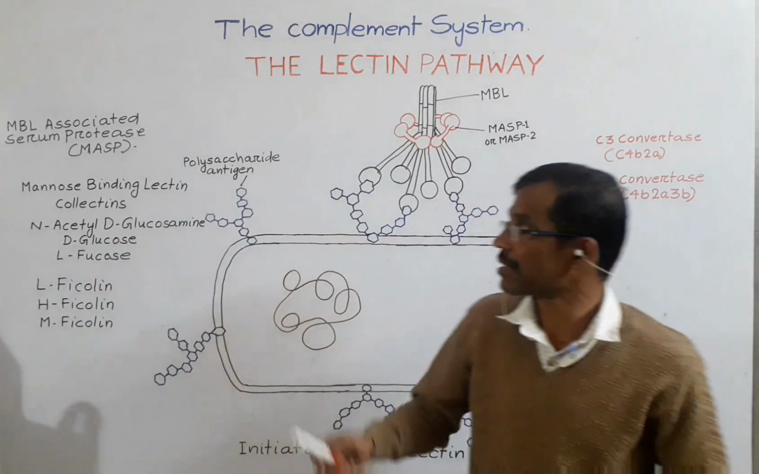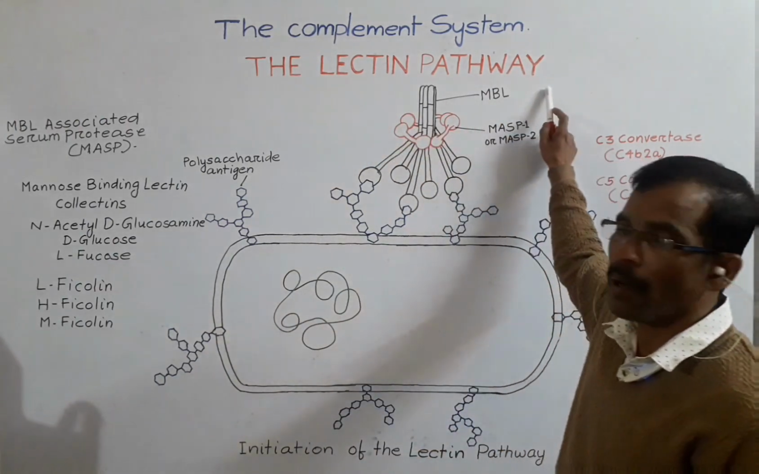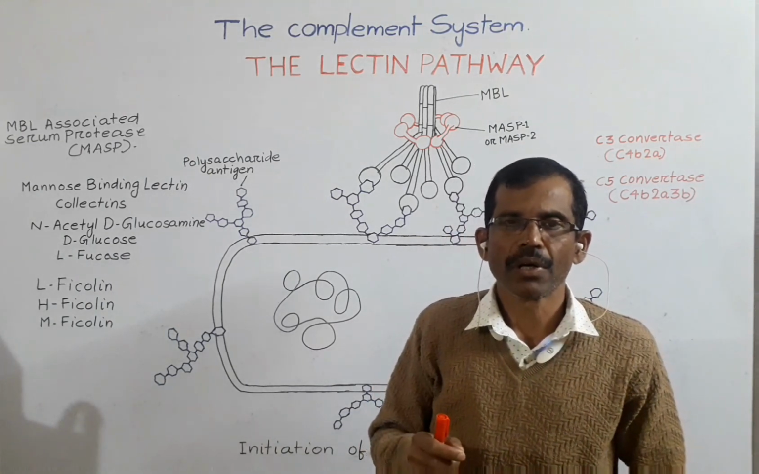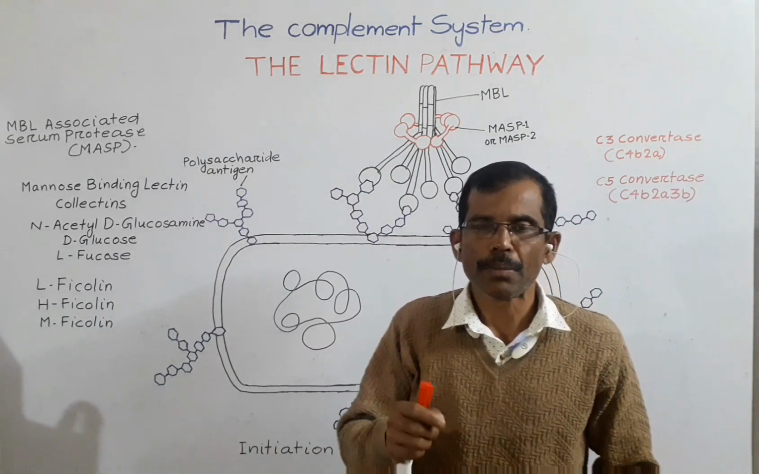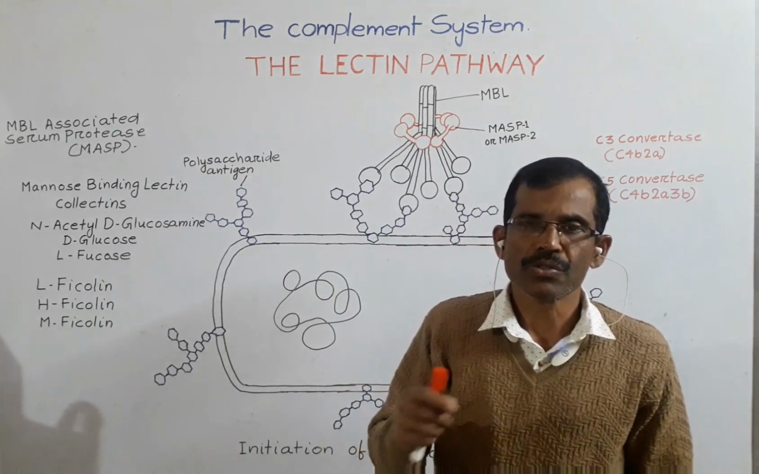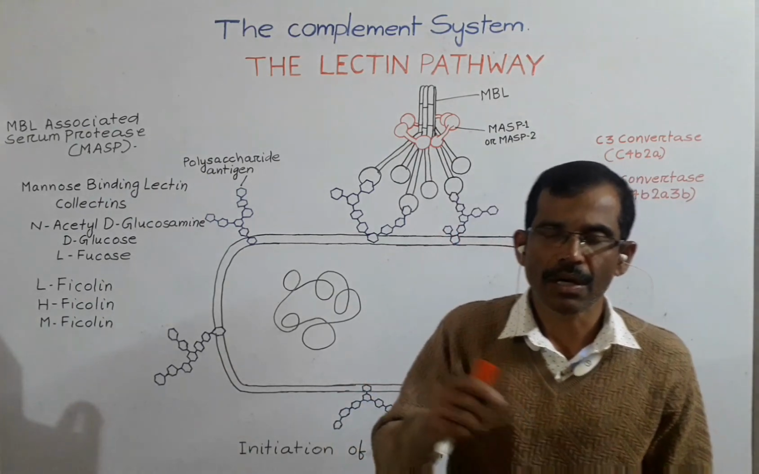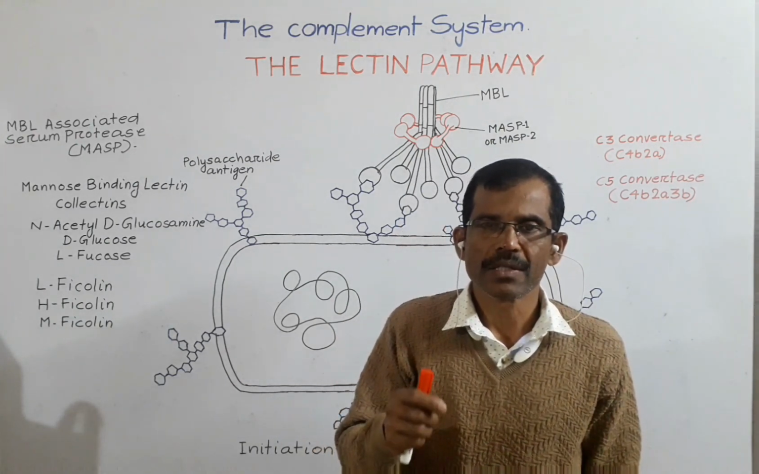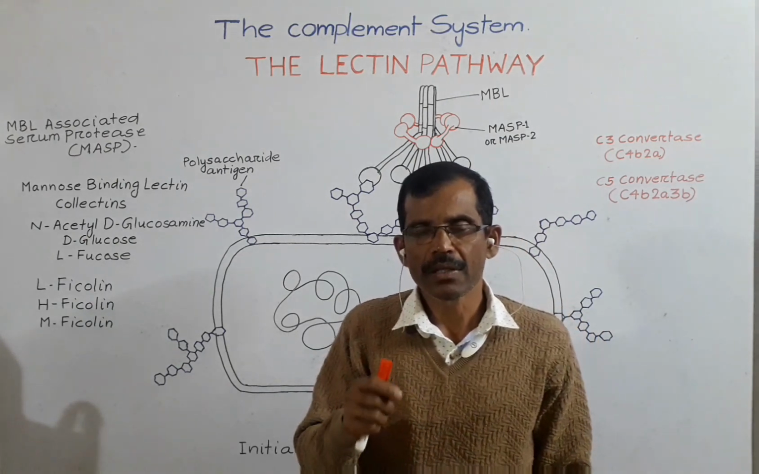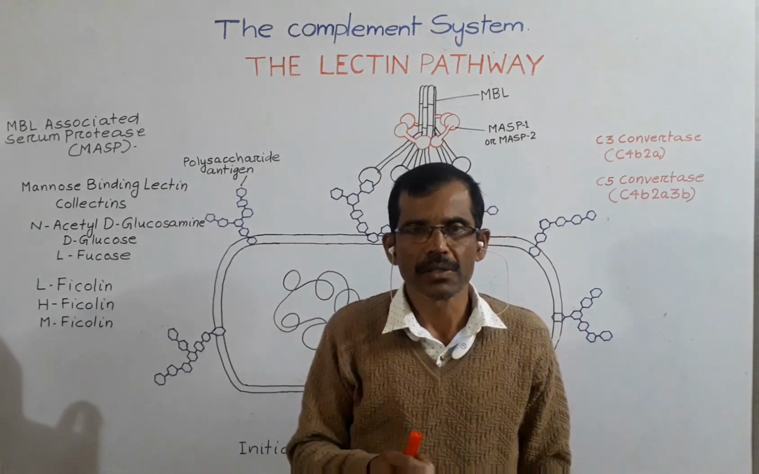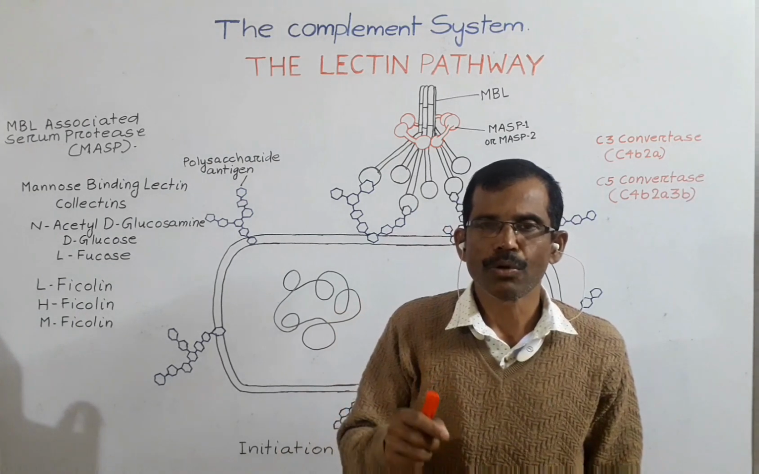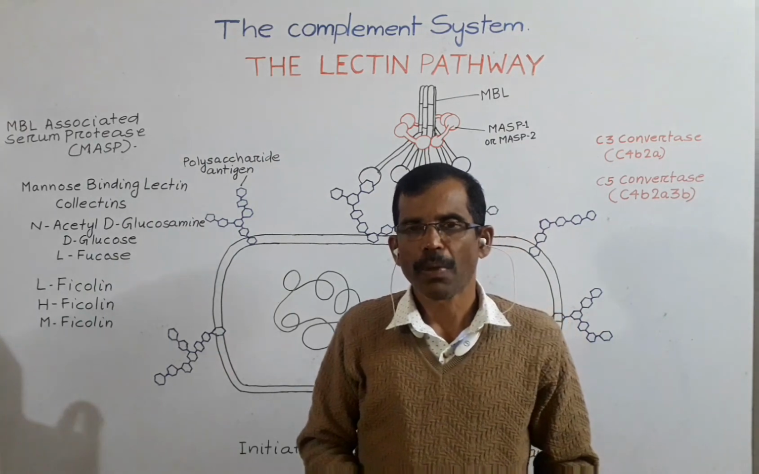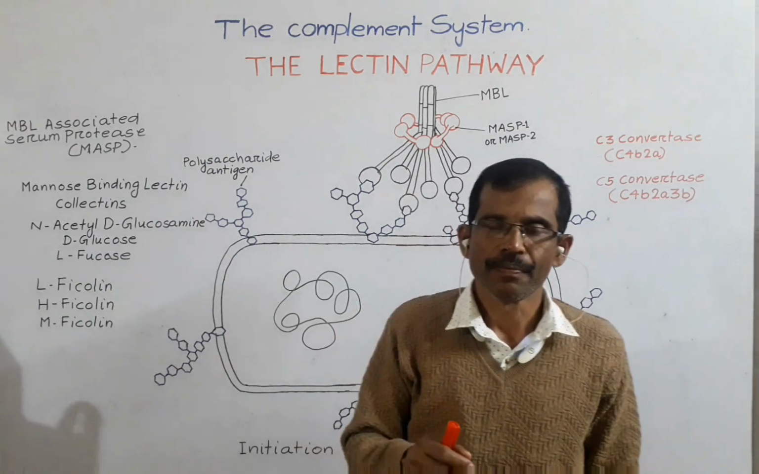Friends, today we shall discuss the lectin pathway of complement activation. Like the classical pathway, the lectin pathway of complement activation proceeds through the activation of C3 convertase, which is composed of C4b and C2a. However, instead of relying on antibodies to recognize the microbial threat and to initiate the activation process, this pathway uses lectins.